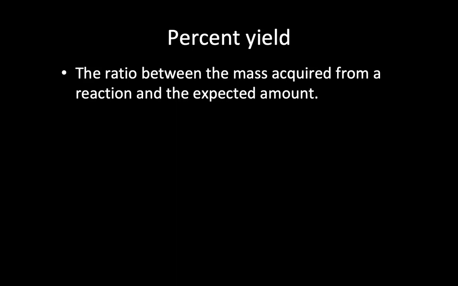It says it's the ratio between the mass acquired from a reaction and the expected amount. Mass acquired from the reaction is what you can actually put on a balance and measure after you've done the experiment, and the expected amount is what you got when you did the stoichiometric conversions that we've done in the previous videos. Our formula looks like this.